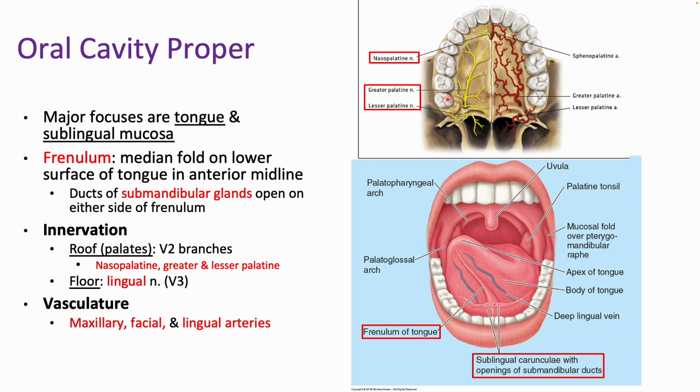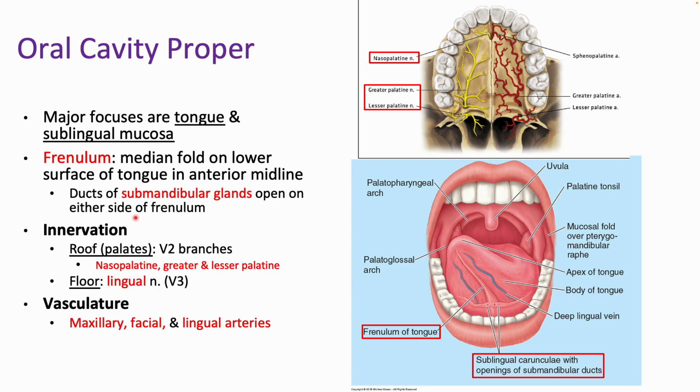The innervation of this section of our oral cavity proper, the roof up here, or the palates, that's going to be branches of V2, and that's our nasopalatine, which is coming up here, and the incisive foramen, and the greater and lesser palatine, which we've looked at here. They're coming from the pterygopalatine fossa. They're going to come out down here. The greater is going to travel to the hard palate. The lesser is going to travel back to the soft palate. Our floor, so that's going to be the tongue and the mucosa down here, that's going to be our lingual nerve, and that's a branch of V3.